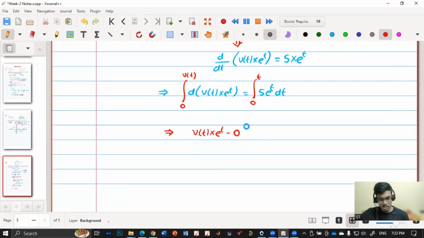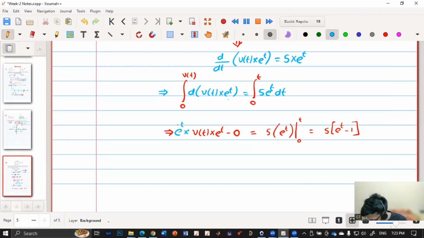Okay. So now the integral of this, I'm integrating this differential term d of V of t into e to the power t, which equals the integral from 0 to t of 5 e to the power t. On the right hand side, I will get 5 into e to the power t from the limits 0 to t. So I'll get 5 into e to the power t minus 1. If I multiply by e to the power minus t on both sides, then I'll get my V of t equal to 5 into 1 minus e to the power minus t. Is it clear?